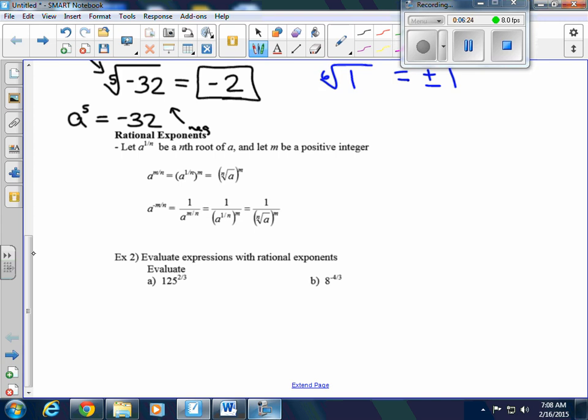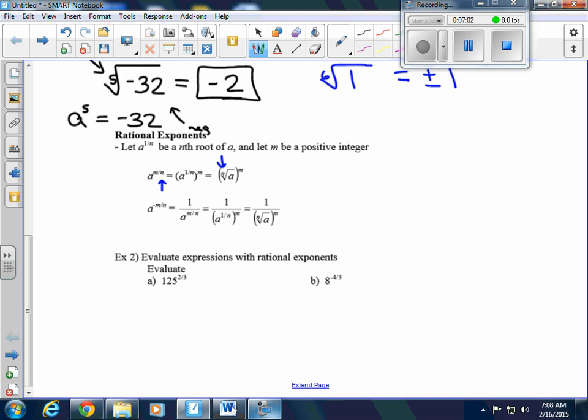So notice here we have a to the m over n, and they rewrite it as a to the 1 over n to the m. And then we have the nth root of a raised to the m power. Now notice, your denominator is always going to be your index number. Okay, so your denominator is the index number of your radical, and the other one will be on the outside. That's our power that we're going to raise it to.